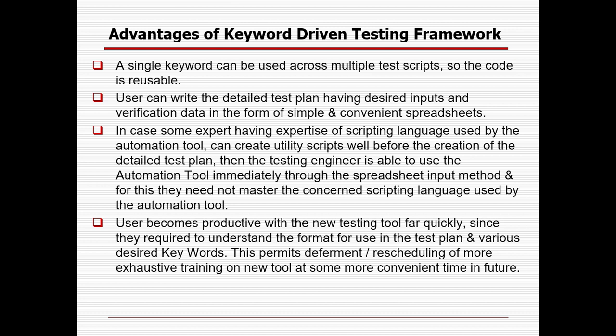In case some expert having expertise of the scripting language used by the automation tool, they can create a utility script well before the creation of the detailed test plan. So that is the beauty. Suppose I do not know the object, that is still fine, right? But I know that this is the page I need to navigate, and I can define my code before the actual code is getting implemented in the environment.